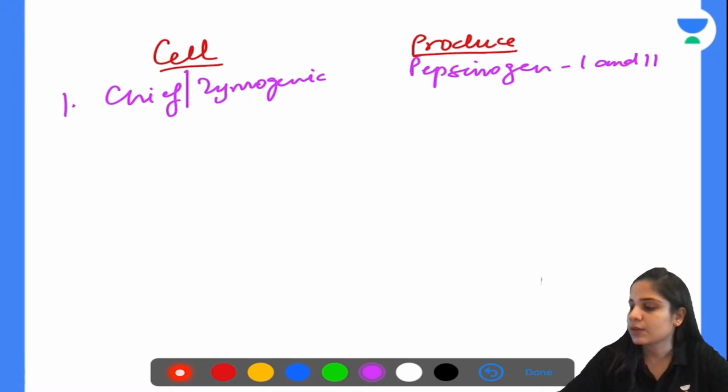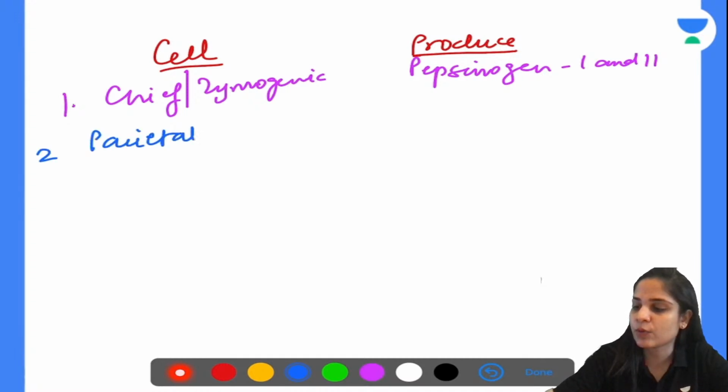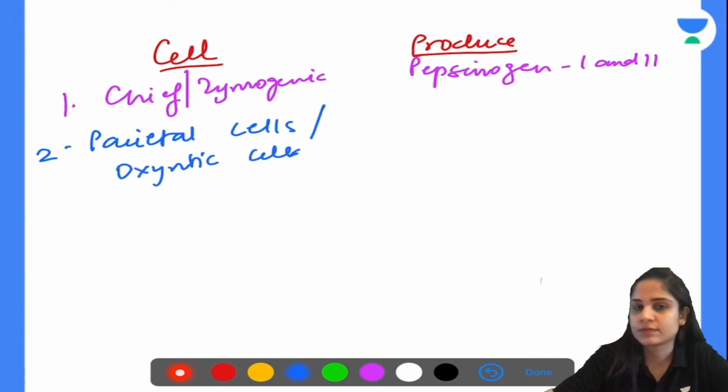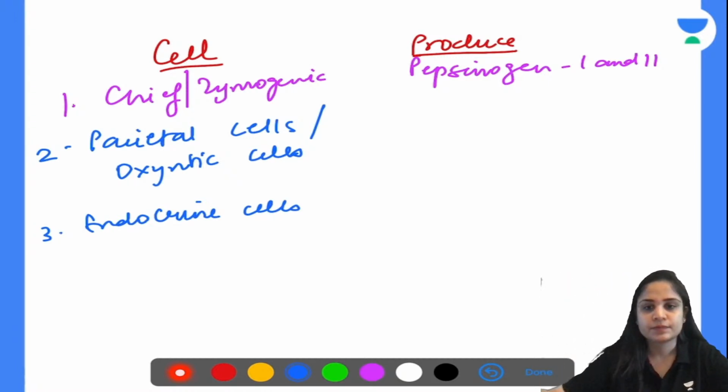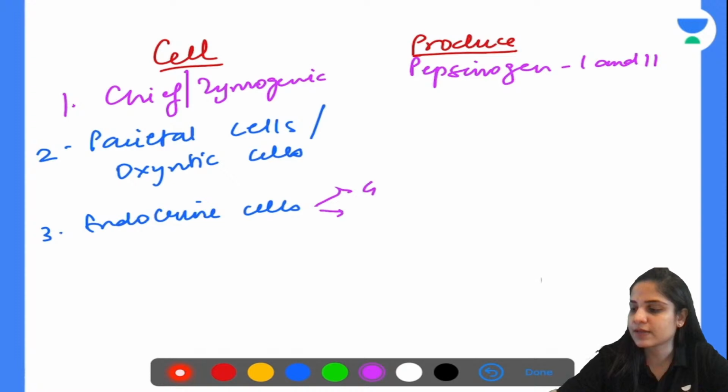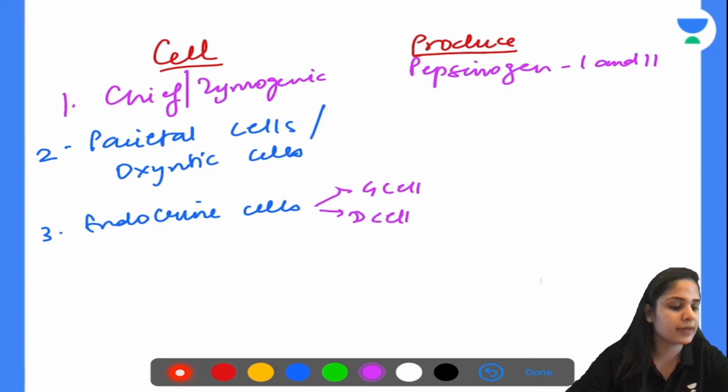Now, the second type of cell that we have is the parietal cell. Can you tell me what all is produced by the parietal cells? These parietal cells are also called oxyntic cells. Then the third type of cell that we have is the endocrine cells. What are the hormones produced by the endocrine cells? In fact, we have two types of cells, the G cell and the D cell. You have to tell me what is produced by each of them.